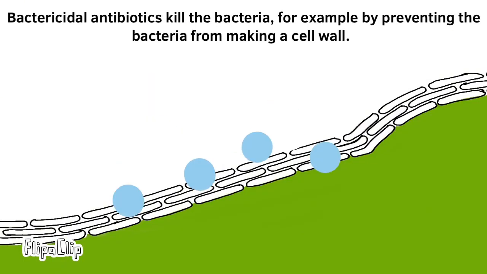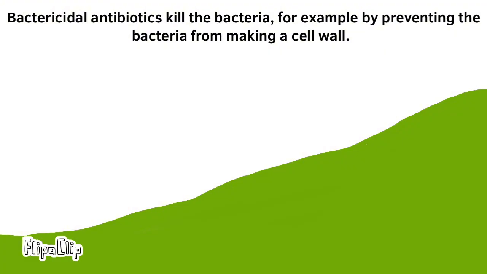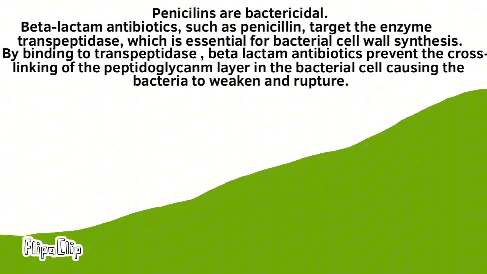Bactericidal antibiotics kill the bacteria, for example, by preventing the bacteria from making a cell wall. Penicillins are bactericidal. Beta-lactam antibiotics, such as penicillin, target the enzyme transpeptidase, which is essential for bacterial cell wall synthesis. By binding to transpeptidase, beta-lactam antibiotics prevent the cross-linking of the peptidoglycan layer in the bacterial cell wall, causing the bacteria to weaken and rupture.